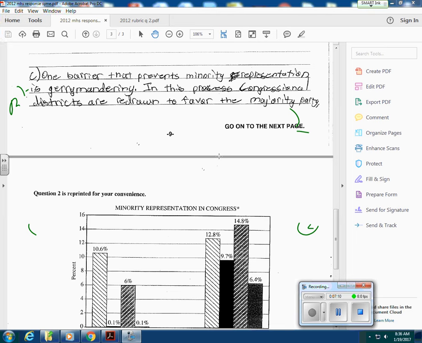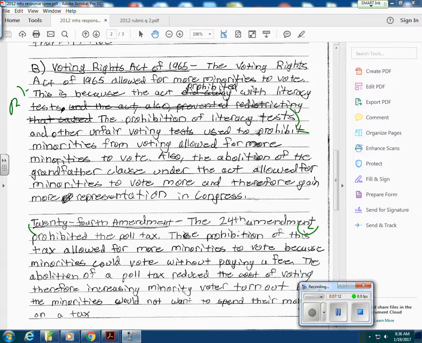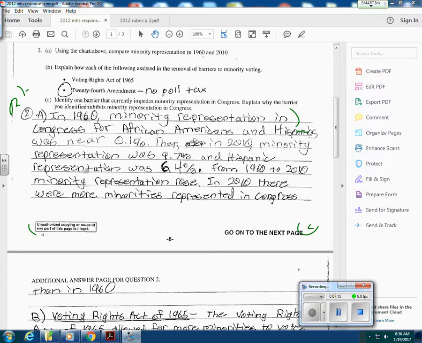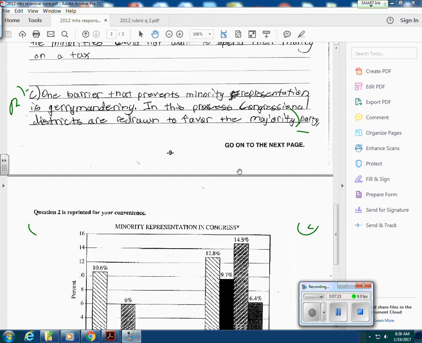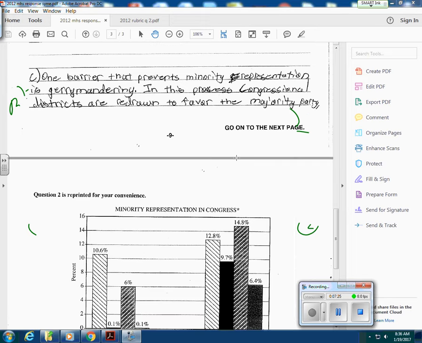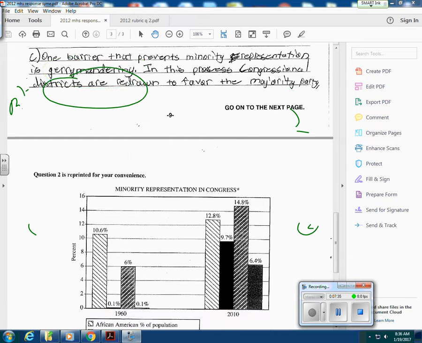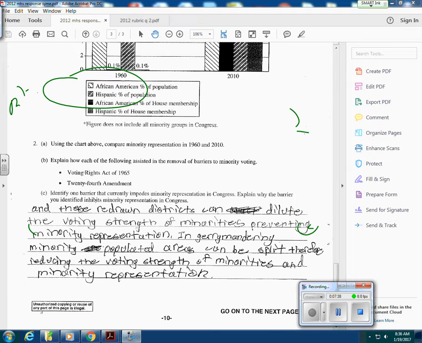All right. Part C, sorry to go so fast here, is identify a barrier that currently impedes minority representation, 1 point, and explain why that inhibits minority representation in Congress. So he says one barrier that prevents minority representation in Congress is gerrymandering. There's 1 point. In this process, congressional districts are redrawn to favor the majority party. So he's defined gerrymandering. Still not there yet, though.